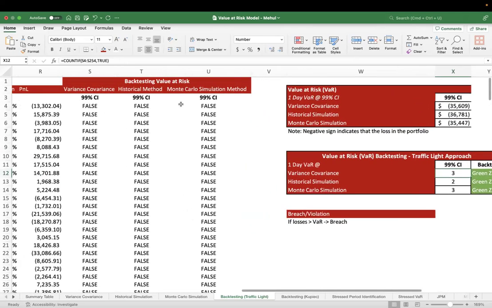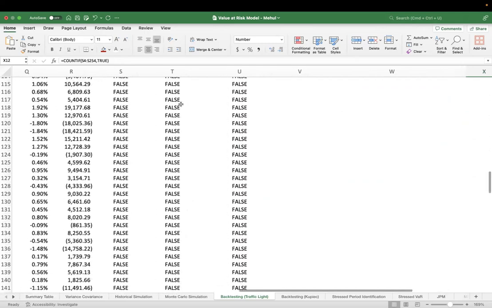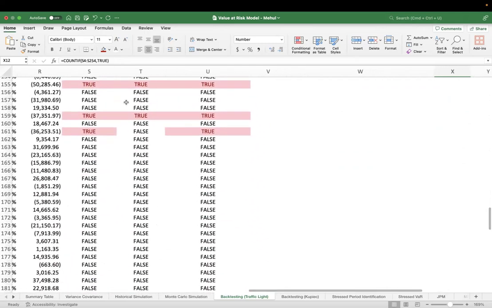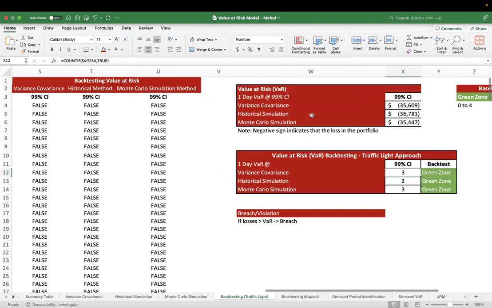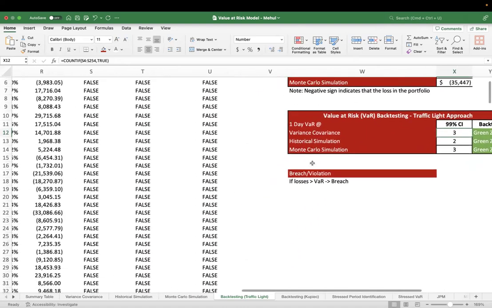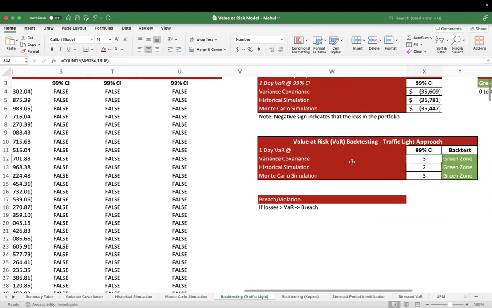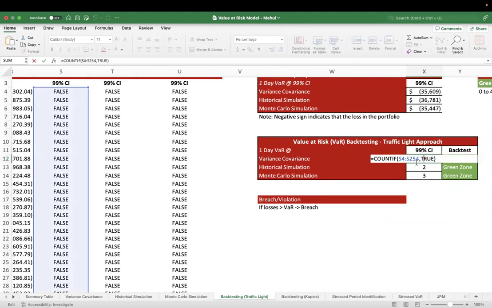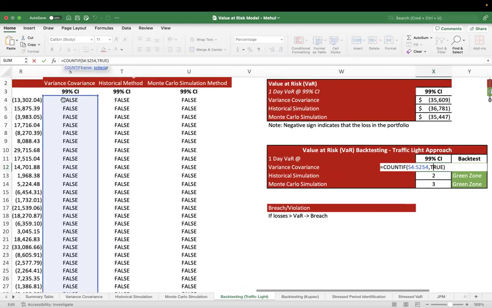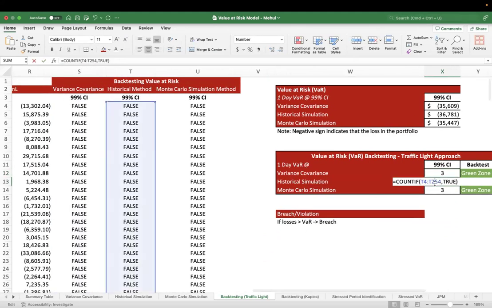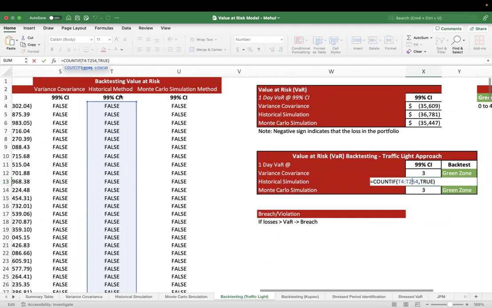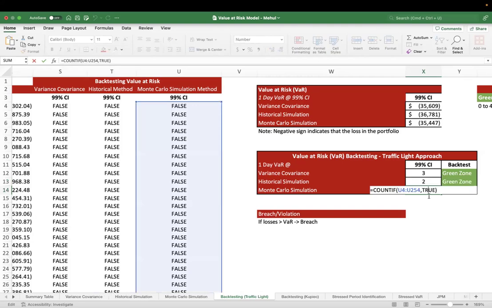So now the next piece is that we just need to calculate the number of trues. True is wherever we saw the breach. If you see, on these days we saw the breach. So wherever we saw the breach, we just need to count those days. For the variance covariance method, we just counted the number of trues in this data series. Similarly, using the historical method, we counted the number of breaches that happened in the last 1 year. And similarly, for the Monte Carlo method, we calculated the number of breaches that happened in the last year.